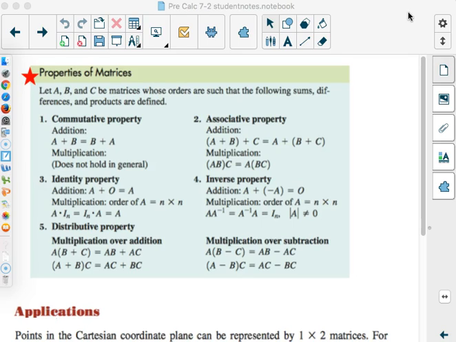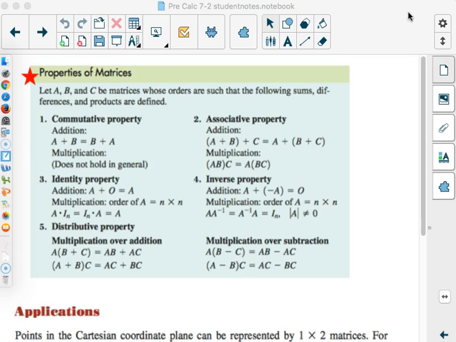The identity property, we do have a matrix filled with zeros that we can add to something and not change its identity. But we do know that the identity matrix with multiplication has to work backwards and forwards. It has to work in front, so multiplying on the left-hand side, and it has to work multiplying on the right-hand side. And our identity matrix has ones on the main diagonal and zeros everywhere else.